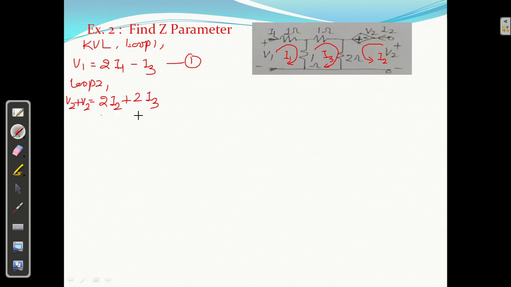So it is a dependent source. We have to consider it after equating. So V2 equal to what? 2V2. So divide by 2. So what will come?